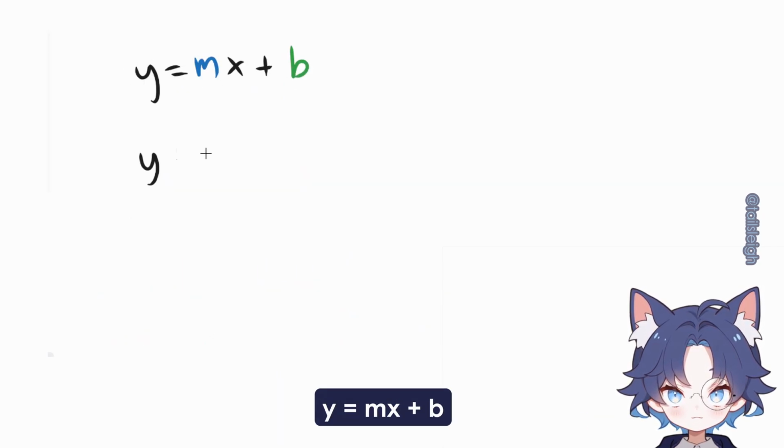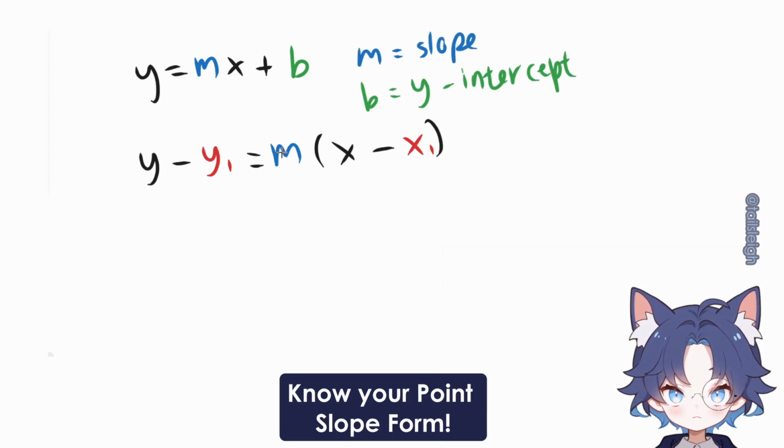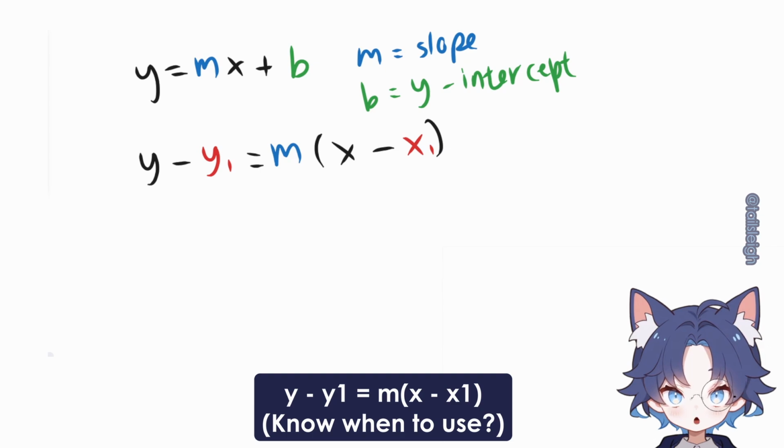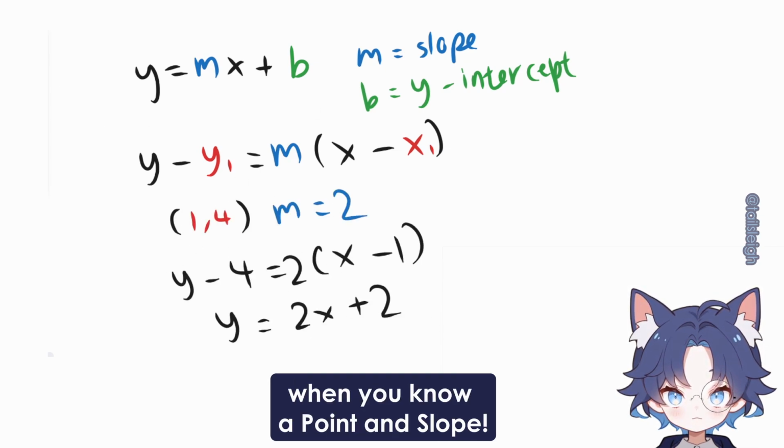Know your slope intercept form. y = mx + b, m being our slope, b being our y-intercept. Know your point slope form. y - y1 = m(x - x1). This is the formula to use when you know a point and the slope.